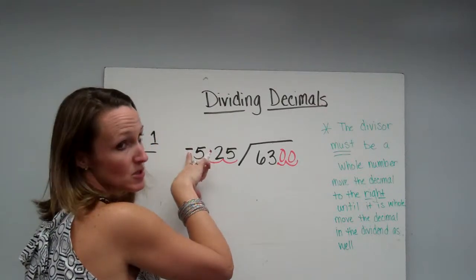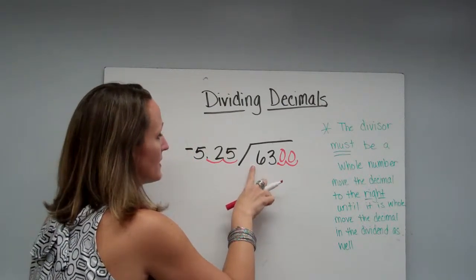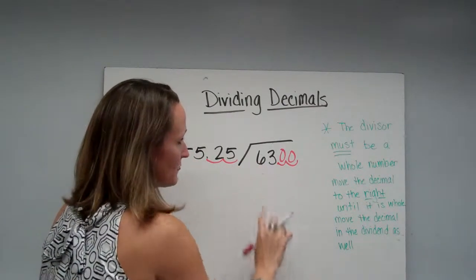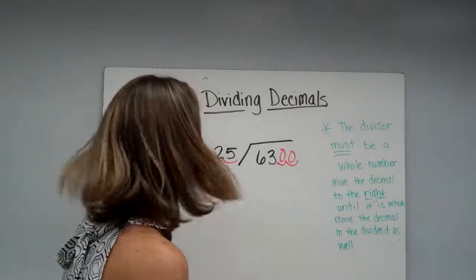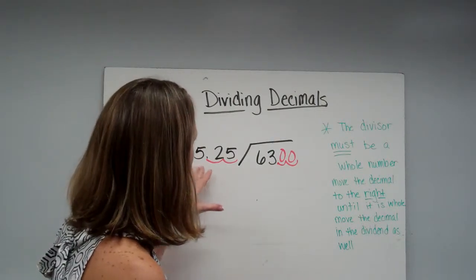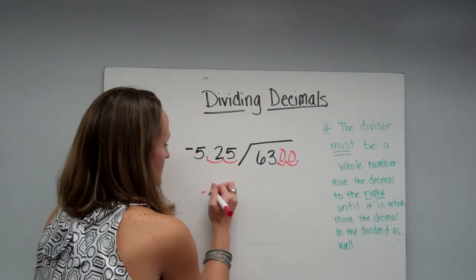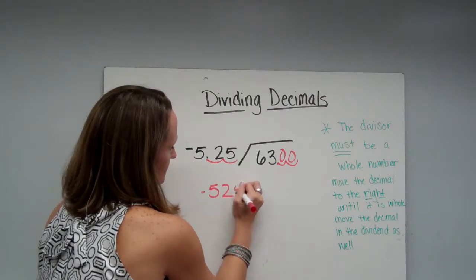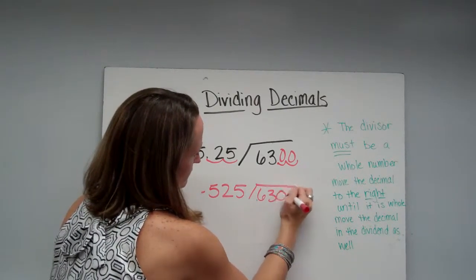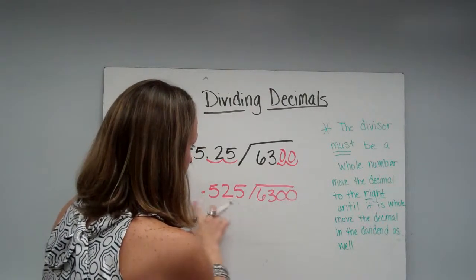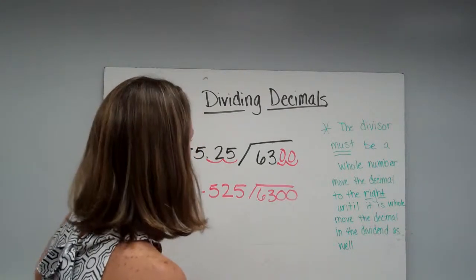Notice my divisor is also negative. There's no negative here. A negative and a positive, we know our answer is going to be negative. So now we're ready to divide. So we have 525. I can even rewrite this if you think it's easier. Okay, I have negative 525 into 6,300.